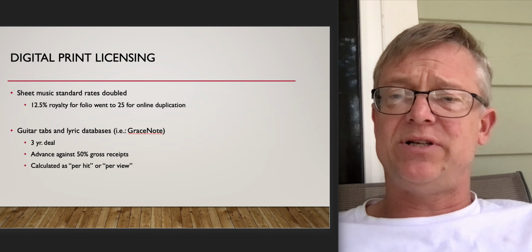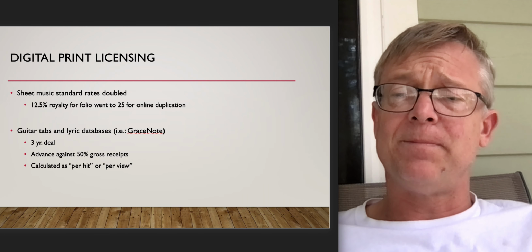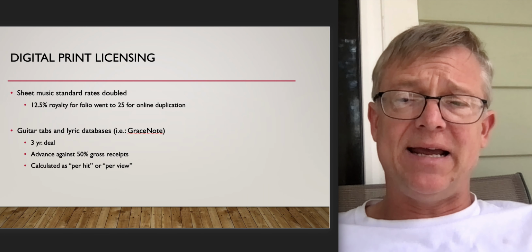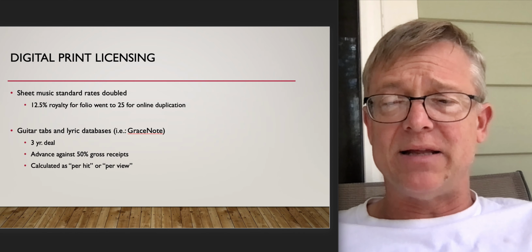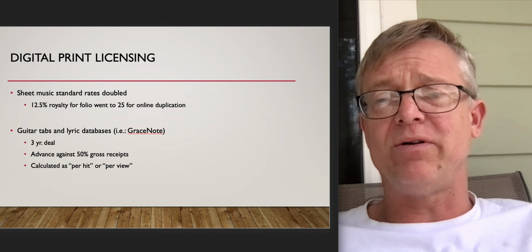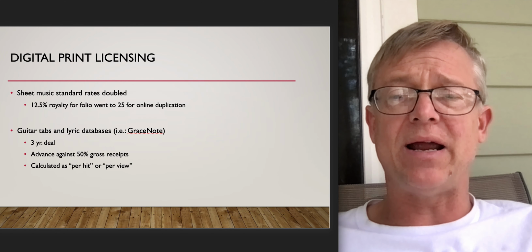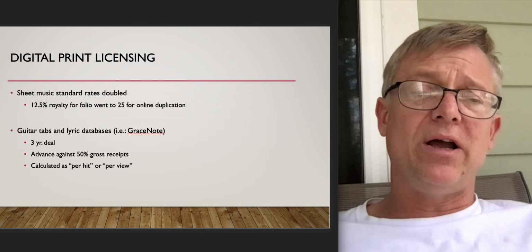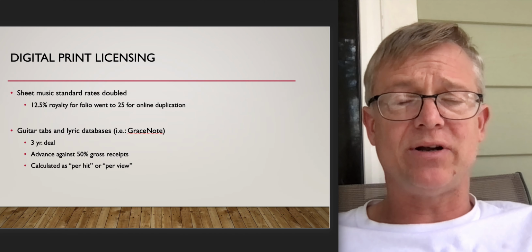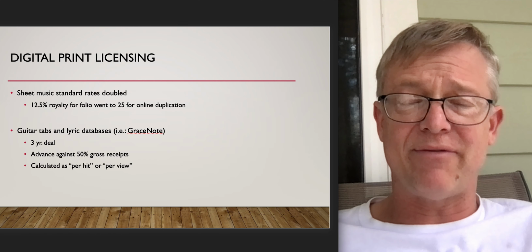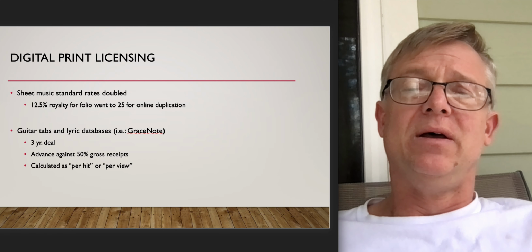When it comes down to digital print licensing, basically you just take whatever the sheet music standard rate was and double it. So it was 10 to 15%. So 12.5% was a typical royalty rate for folios. And when those folios went online, for duplication, you could download like an ebook or whatever and have that entire collection of sheet music.